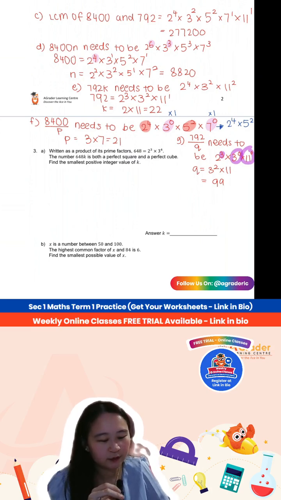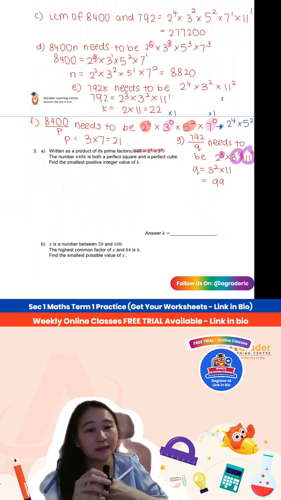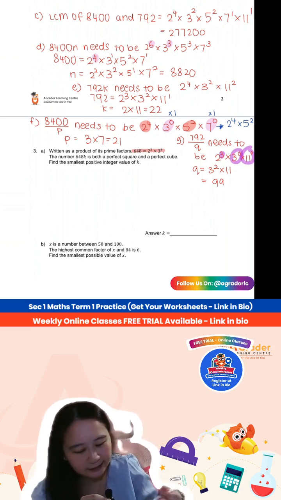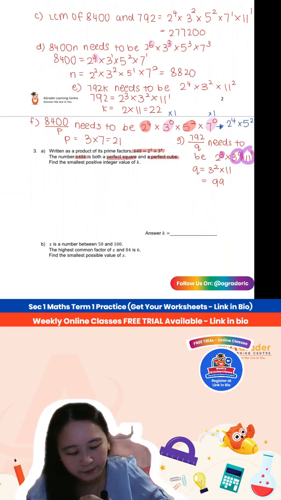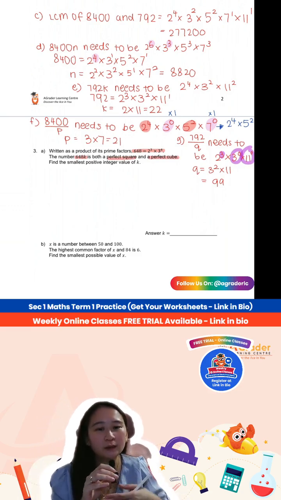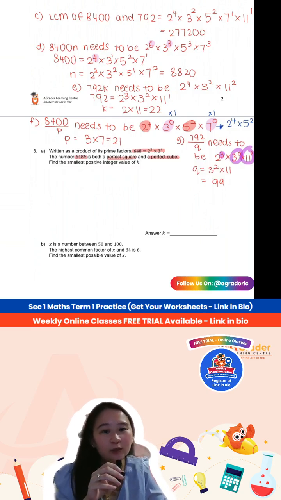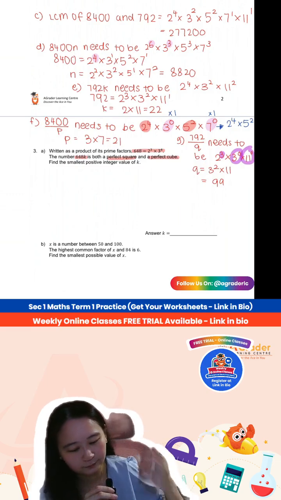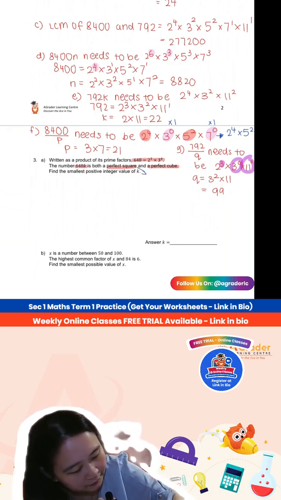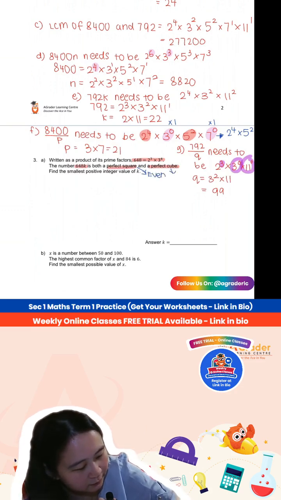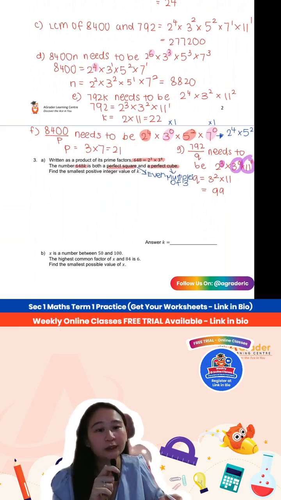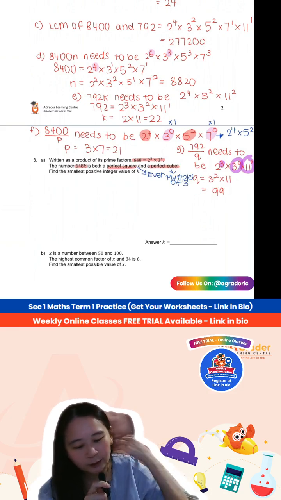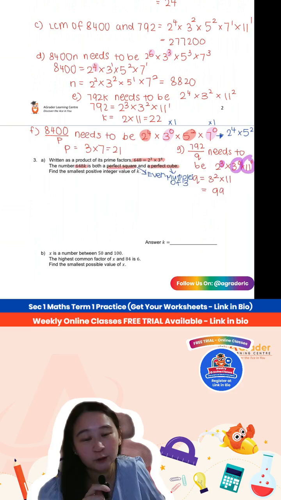Written as a product of its prime factors, they give you the prime factors for 648 already. And they tell you that the number 648k is both a perfect square and a perfect cube. So the powers of the prime factors must be even and multiples of 3. This one needs to be even, this one needs to be multiples of 3. So what is the lowest common multiple of 2 and 3? It's 6. Therefore, actually my powers need to be in multiples of 6.